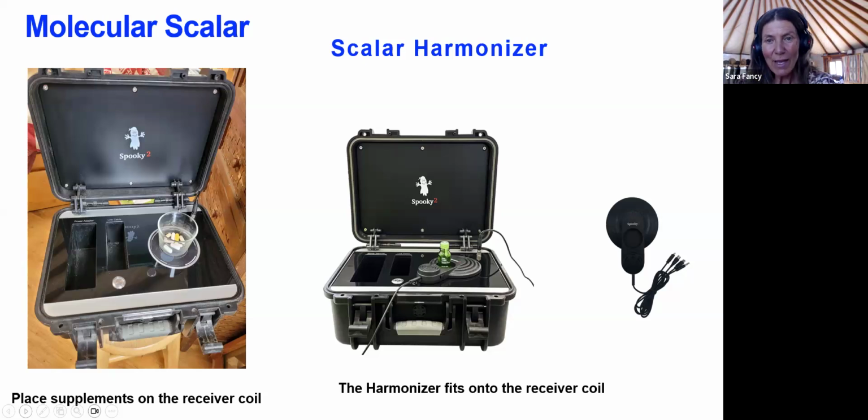So then on the right here, we have the scalar harmonizer. The scalar harmonizer is an independent device. It's here on the right. See that? It looks like a disc. And then it has a little indentation in there where you can put oils. That's what that's for. So you can combine that with the molecular mode.